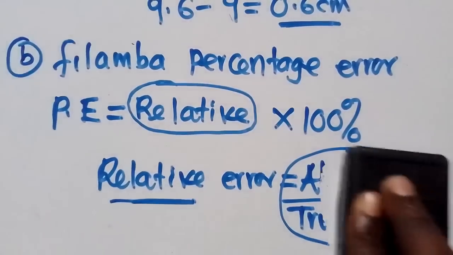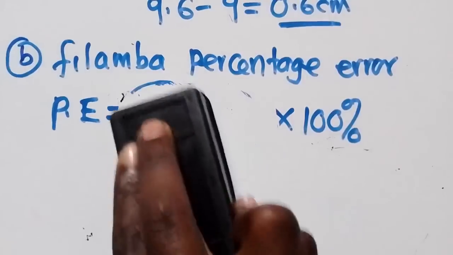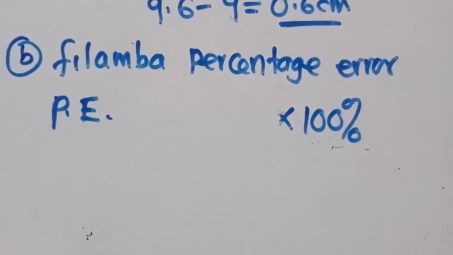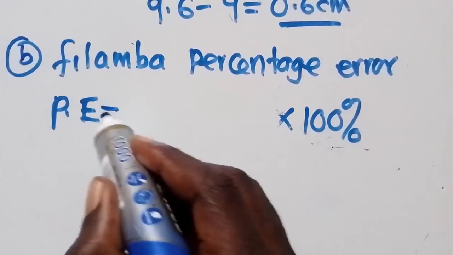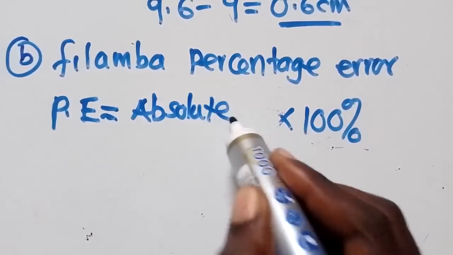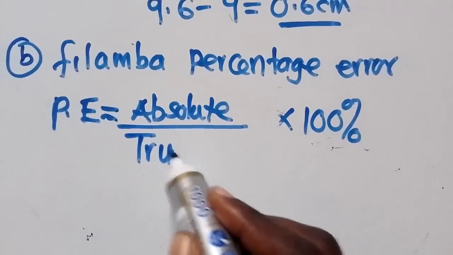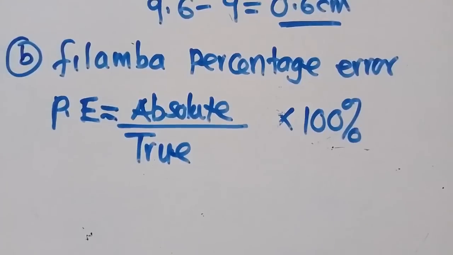So I'm going to label that part. I'm going to put something like this: the absolute error over the true measurement. This is the formula I'm going to use. So this is what I need to do, and this is what I need to get.